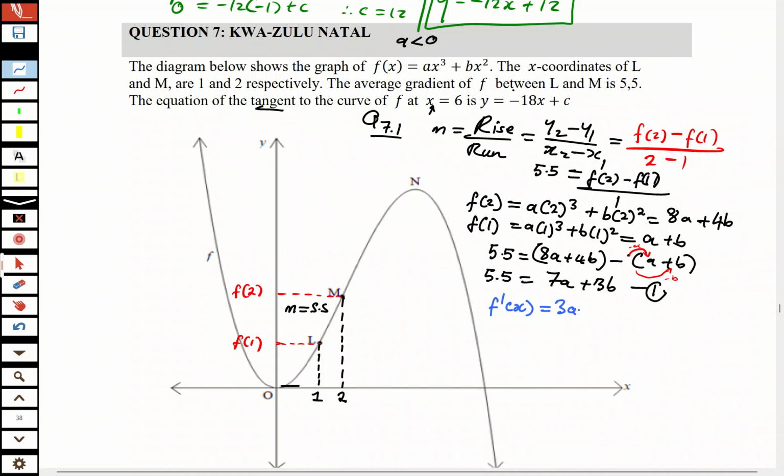So now this is going to give you what? 3ax squared plus 2bx. So this is the gradient, and this is also what? The gradient. So you equate them, the gradient of the tangent and the gradient of the curve. They're exactly the same at what? At point x is equal to 6. So now substitute 6 in the place of x. So you have 3a into 6 squared plus 2b into 6, like that.